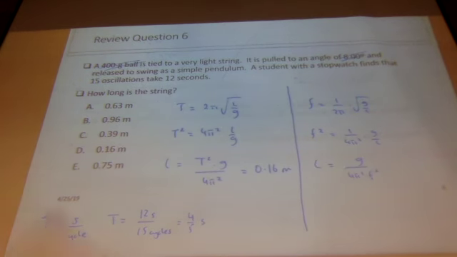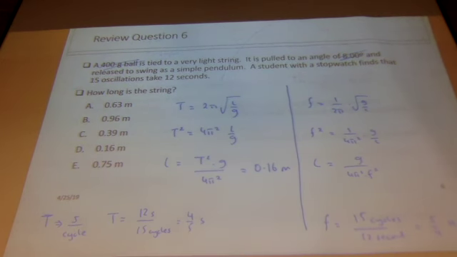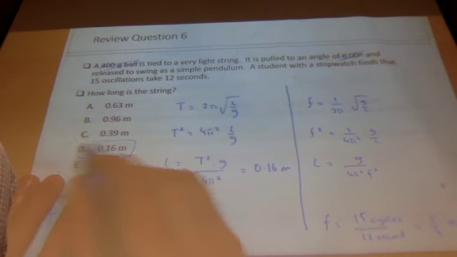I can't remember what the other one was. I think one of the distractors is if you mix up the period and frequency. The frequency is basically cycles per second, so that should be the 15 over the 12. The frequency should be 15 cycles per 12 seconds. So that's 5/4 hertz. And then you can plug back in. But 0.16 should be the right answer.